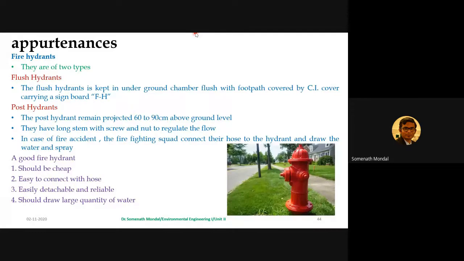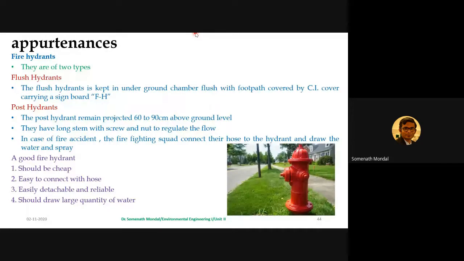The flash hydrant is kept in an underground chamber, flush with the footpath, covered with a CI cover carrying a signboard FH. You might have seen some cap which is connected with the underground chamber, usually flush with the footpath and covered with a cast iron cover, and on top of that you will see the signboard of FH, that means fire hydrant.